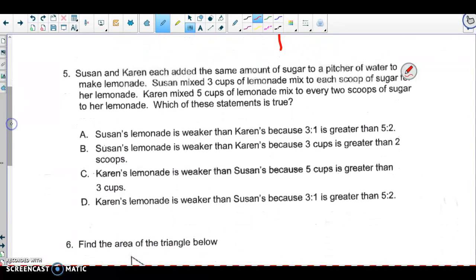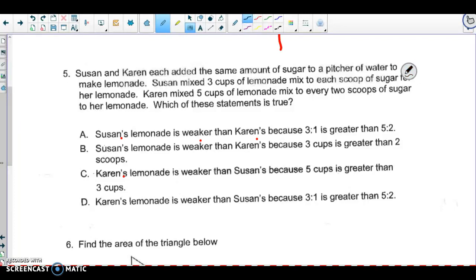All right, number 5. Susan and Karen each added the same amount of sugar to a pitcher of water to make lemonade. Susan mixed 3 cups of lemonade to each scoop of sugar for her lemonade. Karen mixed 5 cups of lemonade to every 2 cups of sugar for her lemonade. Which of these statements is true? So we're either looking for Susan's lemonade is weaker than Karen's because of something, that's A and B, or Karen's lemonade is weaker than Susan's because of something, and that's C and D. So first we can decide that, and then we can look at our reasons to determine which one it's going to be.